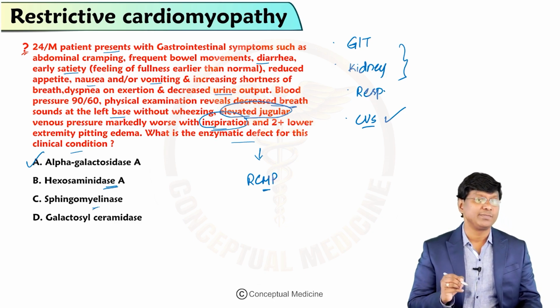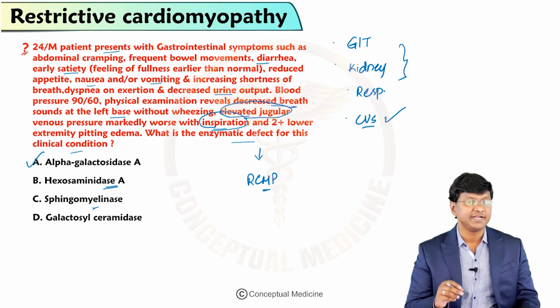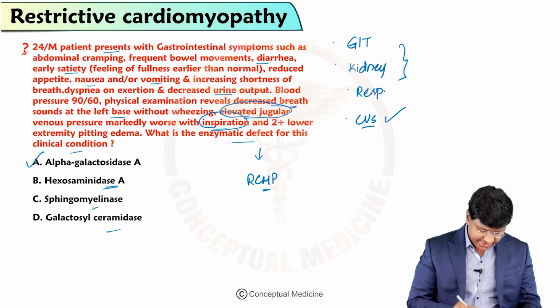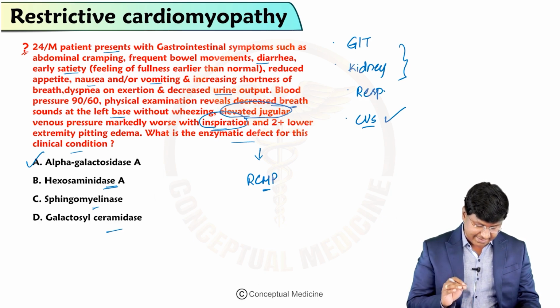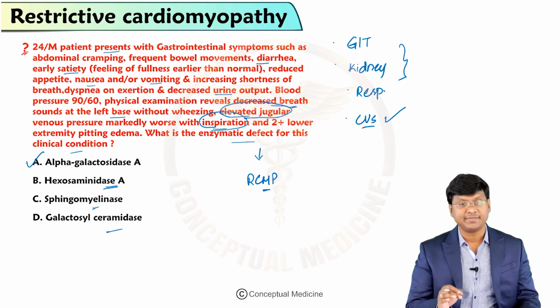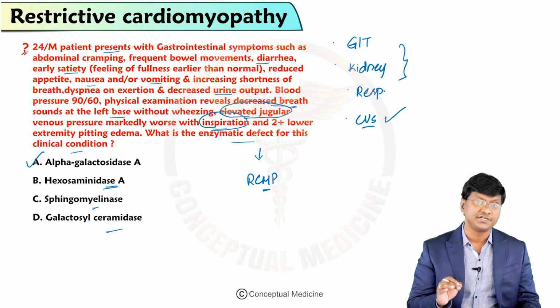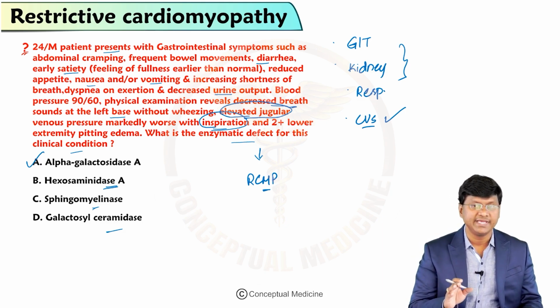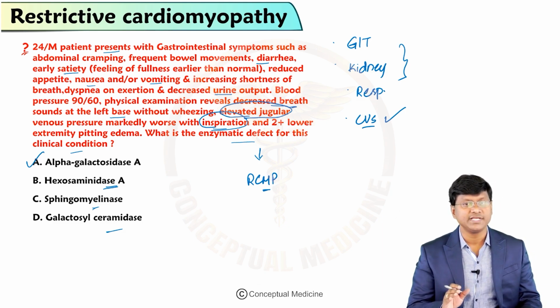And you take this sphingomyelinase. Sphingomyelinase is the enzymatic defect seen in patients with Niemann-Pick's disease. And in Niemann-Pick's disease, brain, liver as well as spleen is affected, but there is no cardiac involvement. Then you take galactosyl ceramidase enzyme. This galactosyl ceramidase enzyme is defective or deficient in Krabbe disease. So in Krabbe disease, the substance that is being accumulated is galactocerebroside, right? And the tissue which is involved is the brain.